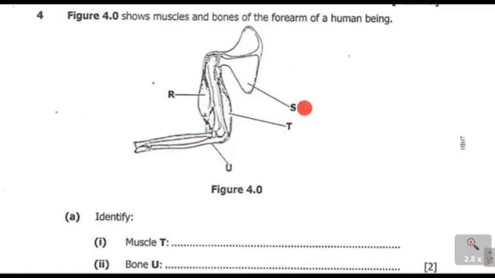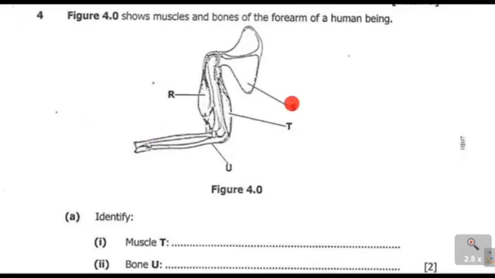So we have the part labeled S. We also have the part labeled T. We also have the part labeled R. We also have the part labeled U. So before we even look at the question, we can try to label these parts.